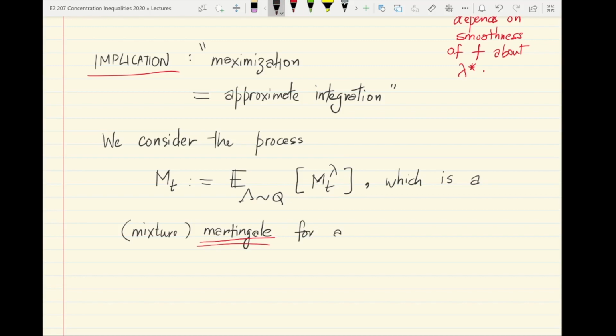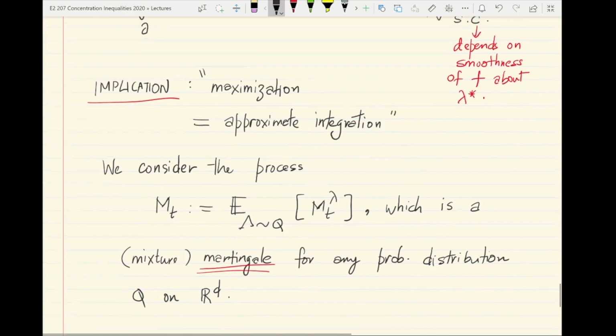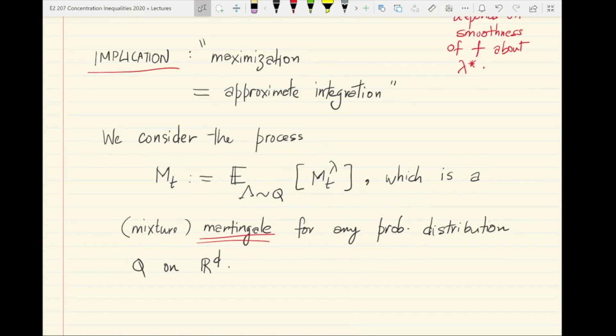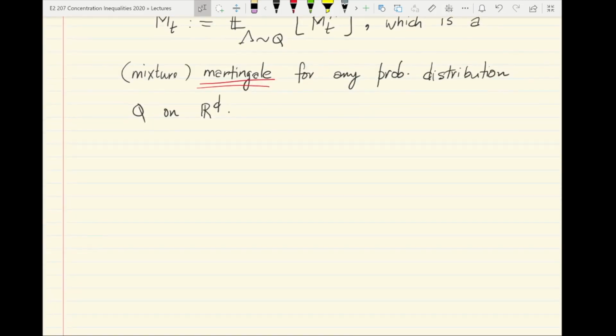for any probability distribution Q on R^d. Okay, so no matter how many martingales, even an uncountable family of martingales you average, you will still get a martingale. And since this is a martingale, its fluctuations are very easy to control using standard martingale results, and indirectly we can also get a handle on controlling its supremum, which is what we seek to control finally. Okay, so this is the high level idea, and the details will be spelled out shortly of how this helps.